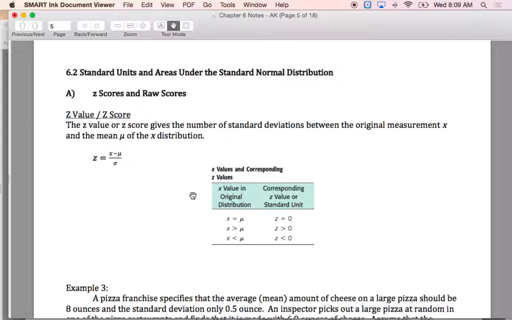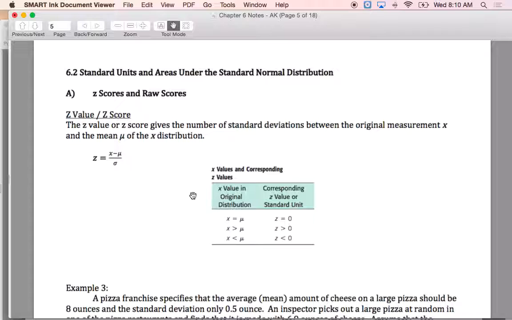Your z-value or z-score gives the number of standard deviations between the original measurement x and the mean mu of the x distribution. So it compares your original mean and your value that you're looking at with your standard deviation. It gives us a value that we can find probabilities with. It makes them all similar to each other so you can compare amounts. So we can change it to this z-value so we can find probabilities that match up with it.